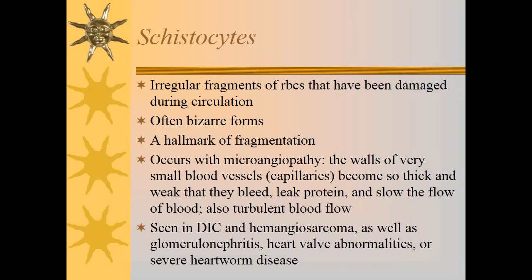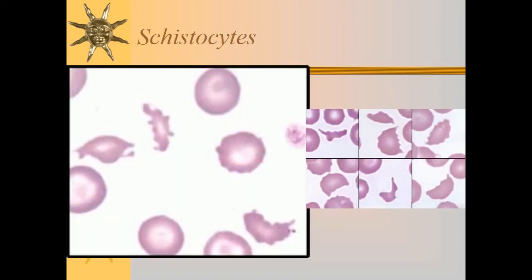Schistocytes are seen in disseminated intravascular coagulation, hemangiosarcoma, glomerulonephritis, heart valve abnormalities, and severe heartworm disease. Here, numerous schistocytes can be seen in many conformations.